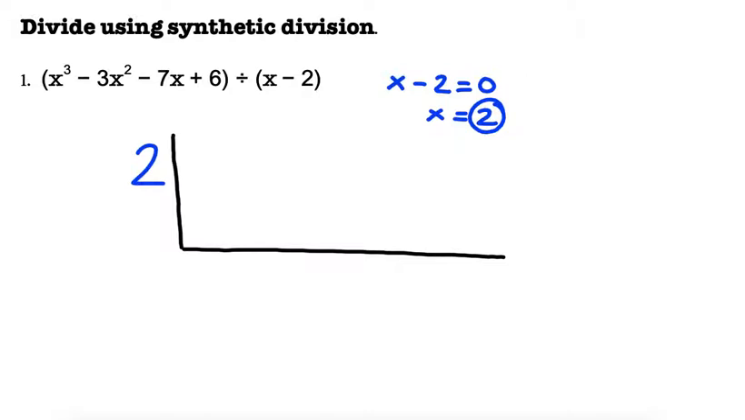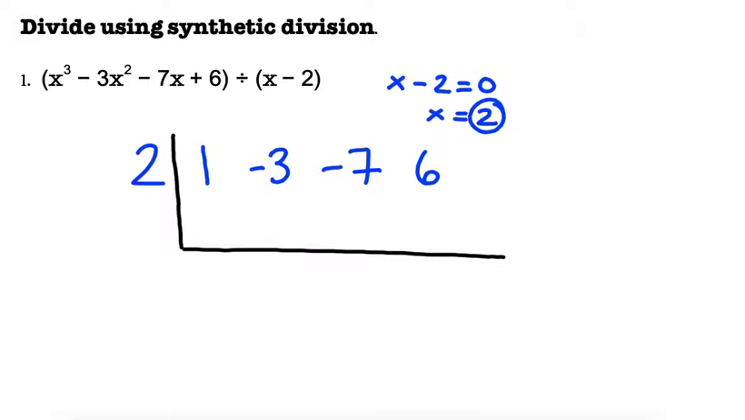Once I've done so, I start filling in the inside of my division problem by using only the coefficients in front of the variables. I need to also make sure that my original polynomial that I'm putting inside is in order, which it is. So x to the third is a 1x to the third. Minus 3x squared is a negative 3. Minus 7x is a negative 7. And then plus 6 is a positive 6.